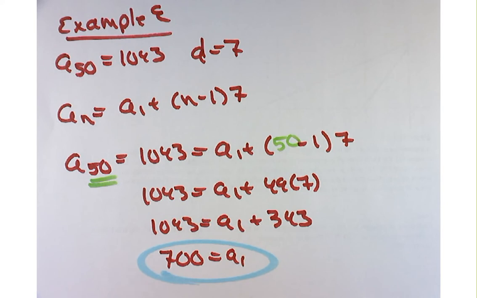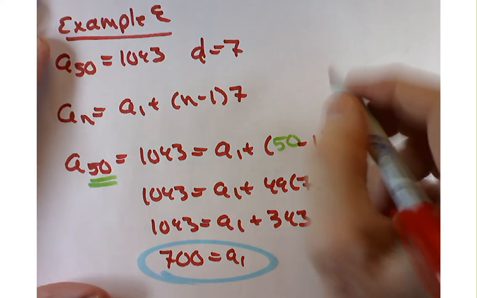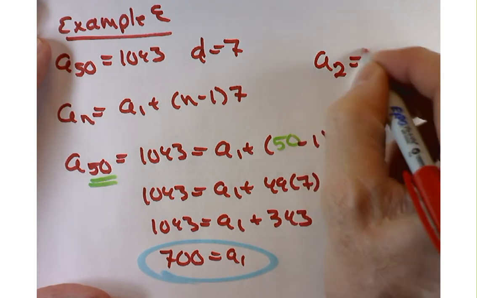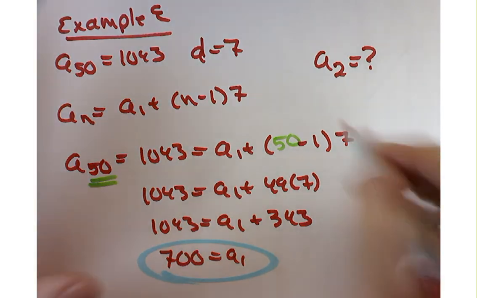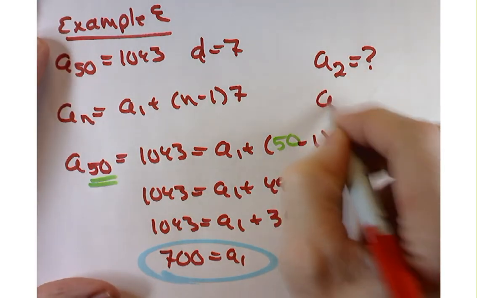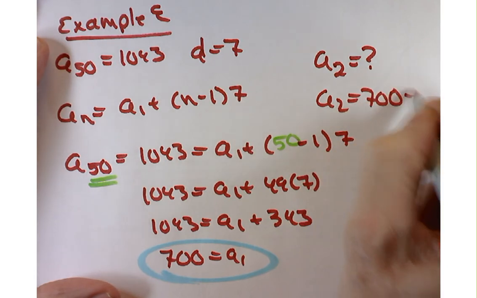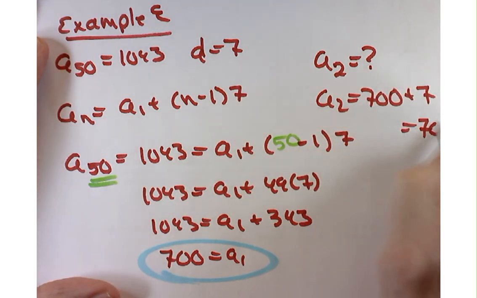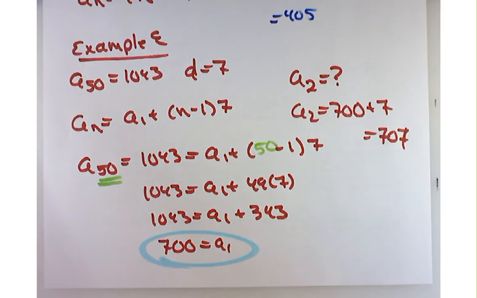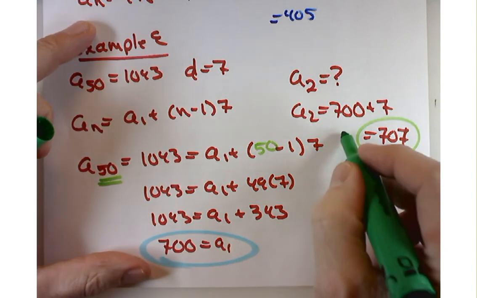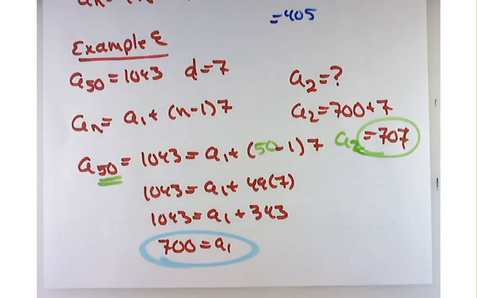But let's look back at the question. The question wanted to know what a sub 2 is. Just add 7. Yeah, just add 7, right? A sub 2 would be 700 plus 7, which is 707. Nice. So that's your final answer. A sub 2. All right.